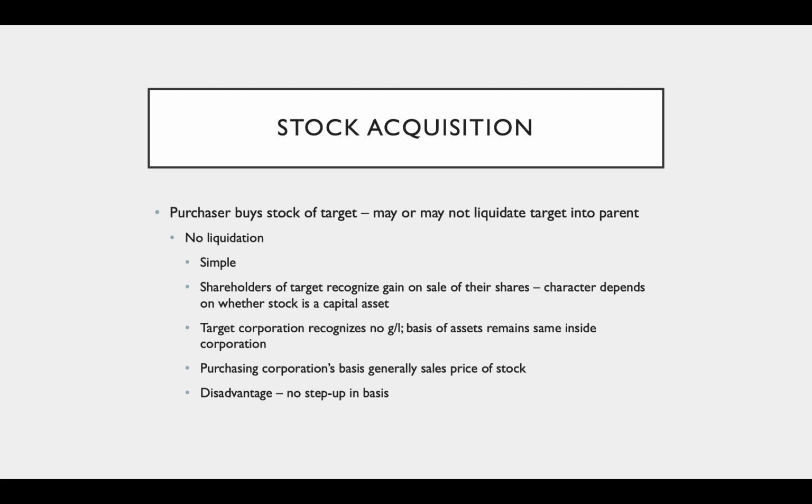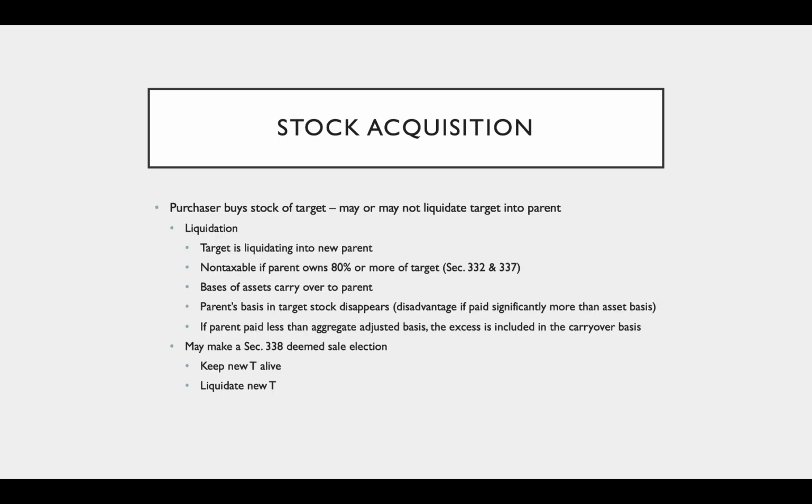All right, so that's no liquidation. Now we could choose to liquidate. We could choose for Target to liquidate into the parent. That's going to be a non-taxable transaction if the parent owns 80% or more of the target. We have covered this before. It's covered in section 332 and 337. So the basis of the assets are going to carry over to the parent.